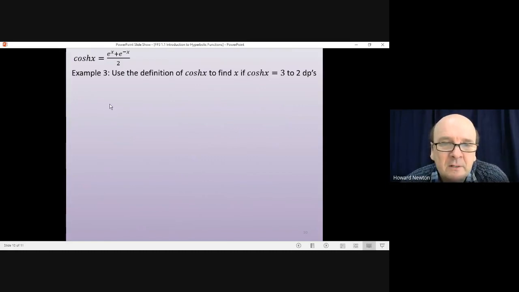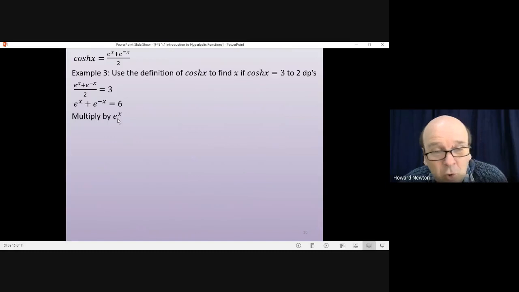Okay, let's have a look. So that's the formula for cosh x, e to the x plus e to the minus x over 2, and we're told that that's equal to 3. Moving the 2 to the other side would give us that. And then if I multiply every term by e to the x, it's a common process where we have something like this, where the power is plus 1x here and the power is minus 1x there.